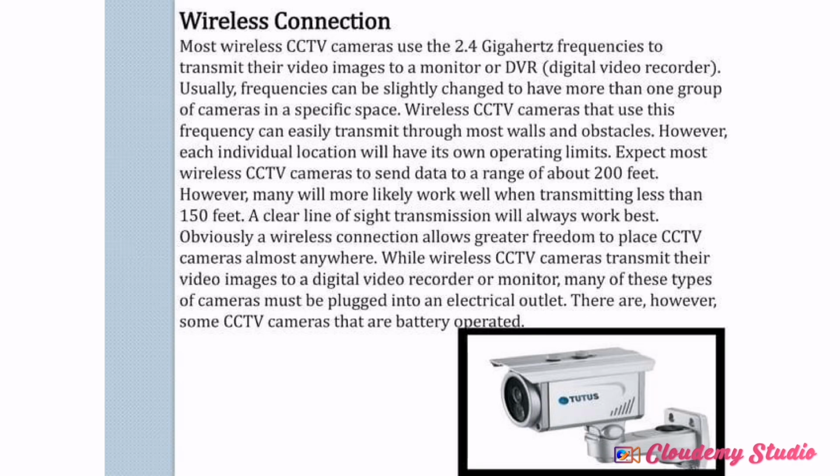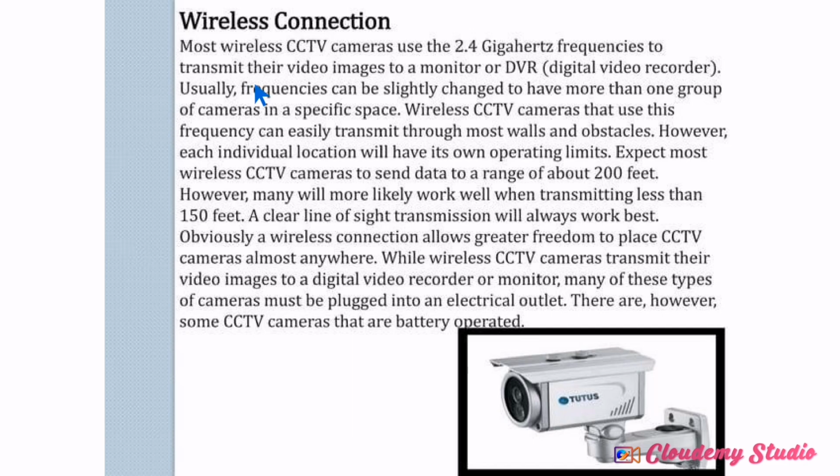Most wireless CCTV cameras use the 2.4 gigahertz frequency to transmit their video images to a monitor or DVR. We all know by now that DVR stands for digital video recorder, while N means network video recorder. But on this topic, we are looking at the DVR, digital video recorder.